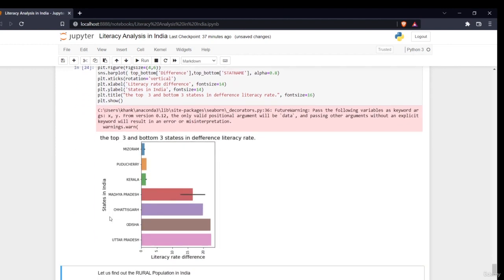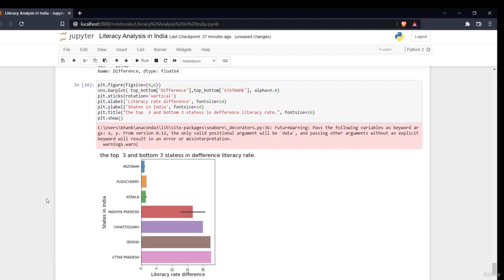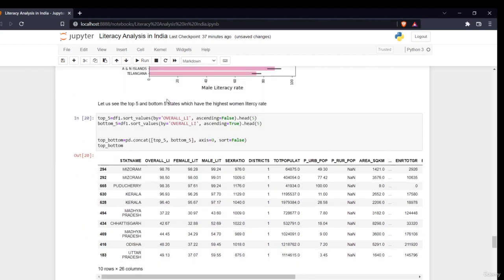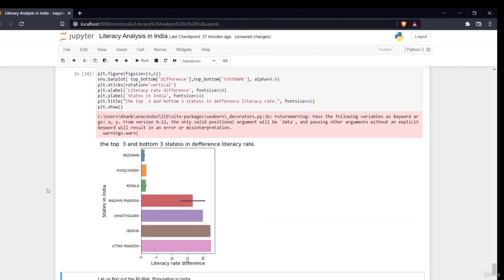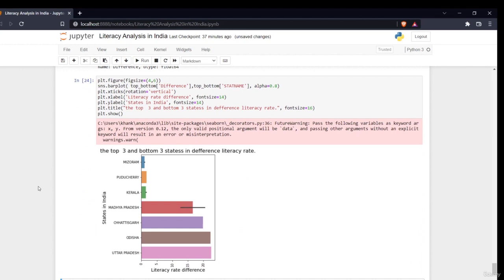As you can see, the difference is very high in states like Madhya Pradesh, Chhattisgarh, Odisha, and Uttar Pradesh, as we have seen earlier in this graph also. Now we have a proper implementation. Girls are not yet very much encouraged to study in these states, unlike in Kerala, Puducherry, and Mizoram, small states that are well developed. There the difference is not very high. So we can say that all of these states have a very small difference in comparison to these states. So this is the conclusion.